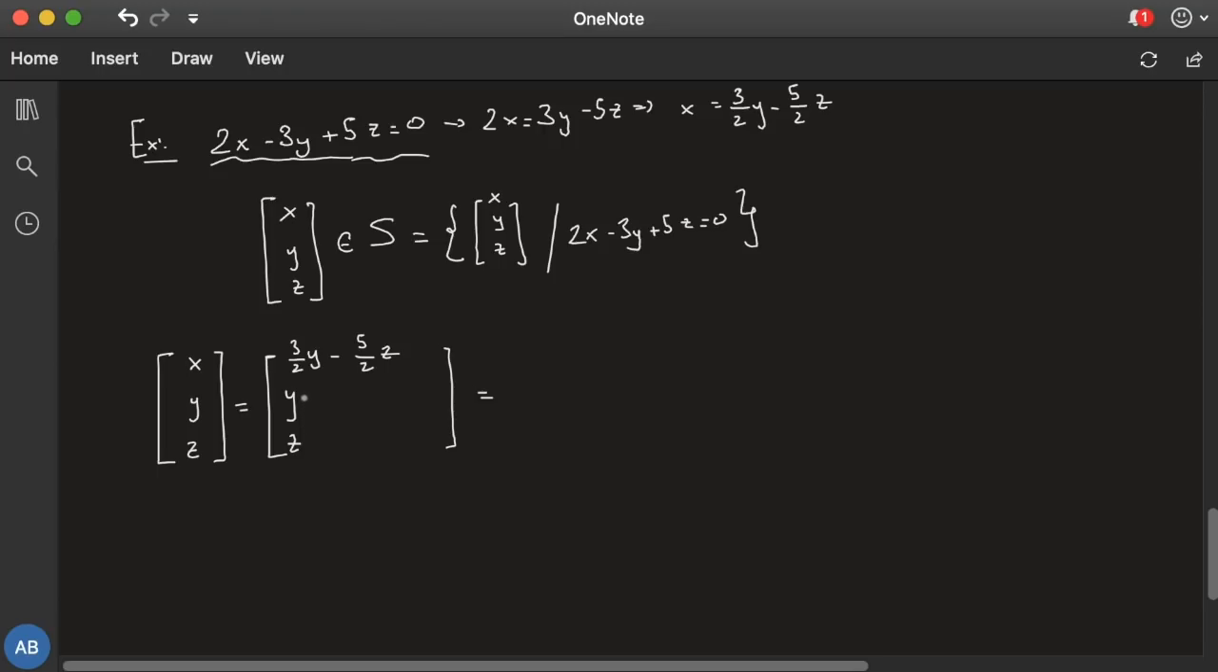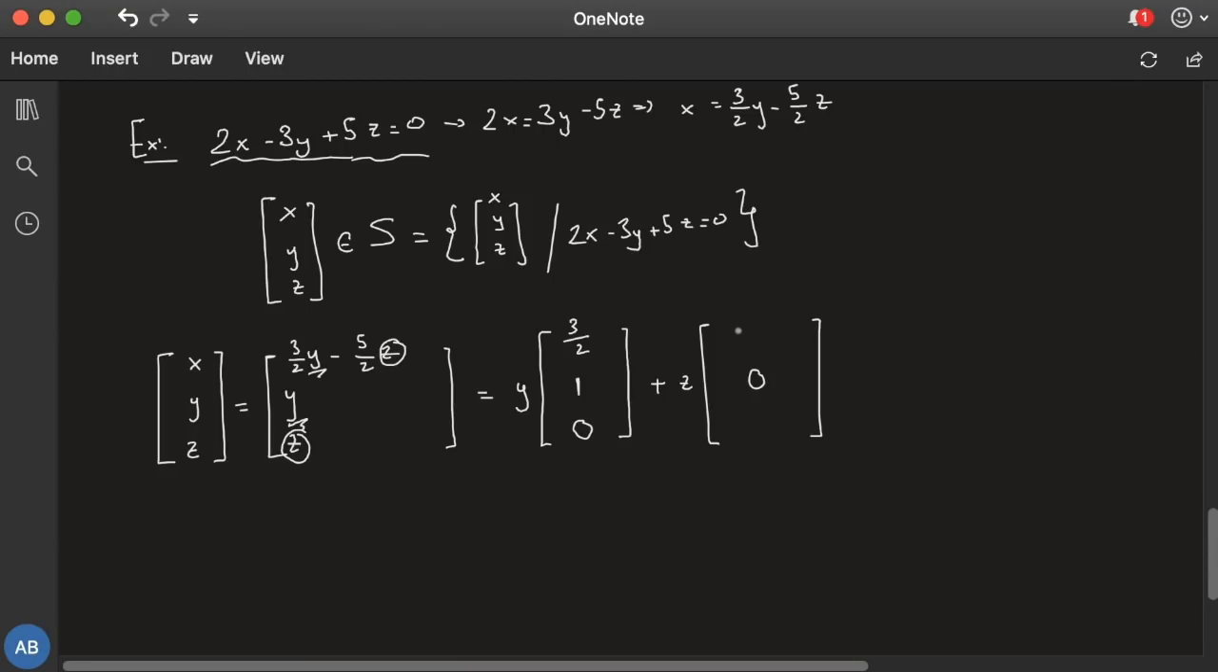So note that I have two free parameters, y and z. Well, let's decompose into two vectors, one in terms of y and the other in terms of z, right? So where is y found? It's found in the first and second entries. That means that the third entry is 0. The second entry is 1 and the first entry is 3 over 2. Likewise, z is found in the first and third entries. That said, the second entry is 0.